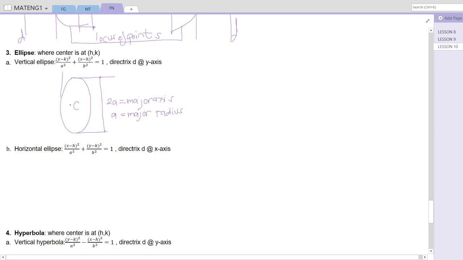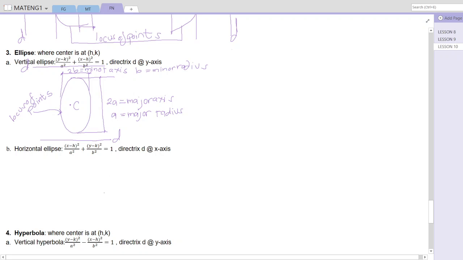And for 2b, this one will be 2b, that is the minor axis. If divided by 2, b is the minor radius. And then the directrix of the ellipse is at the y-axis. So that is the directrix, the same with this one. So the locus of points forms an ellipse. That is a vertical ellipse. That forms the locus of points of the ellipse.